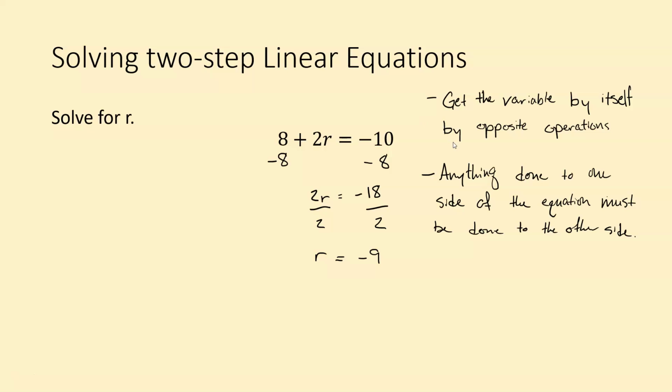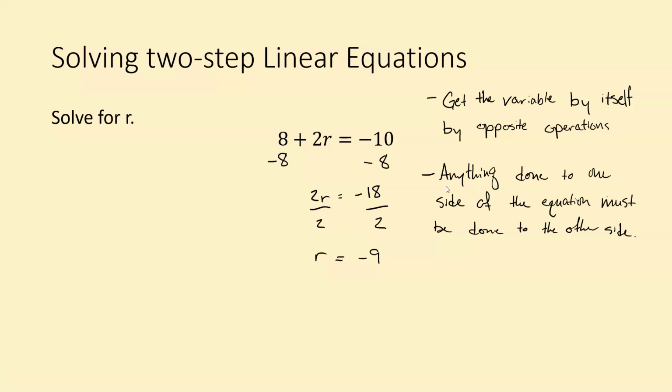Some things to note: when we are solving equations, we're going to get the variable by itself using opposite operations. The first thing we did when we tried to get r by itself, instead of adding 8, we subtracted 8 from both sides. And then to get rid of the 2, instead of multiplying by 2, we divided by 2 on both sides. So we did the opposite operations there to cancel those things out.